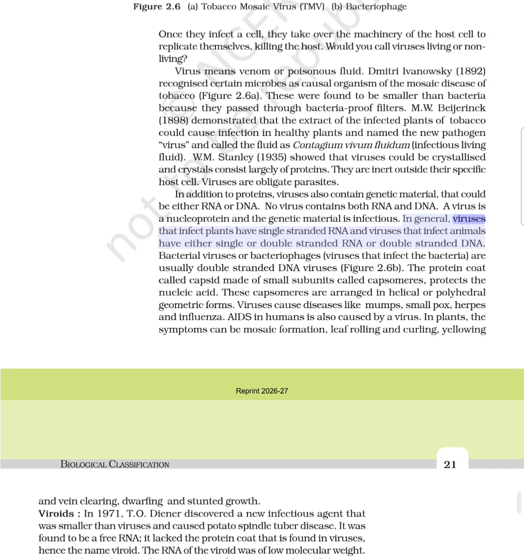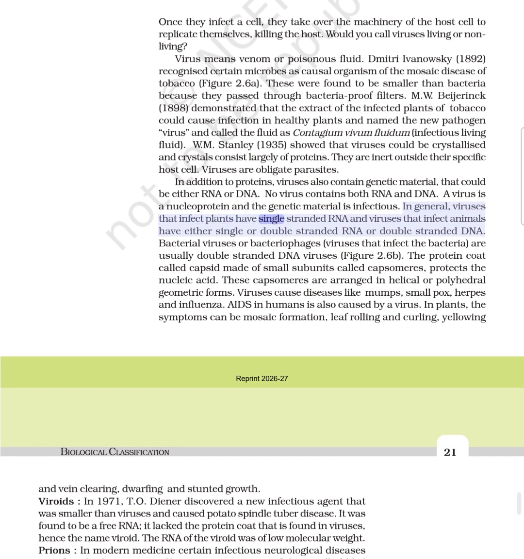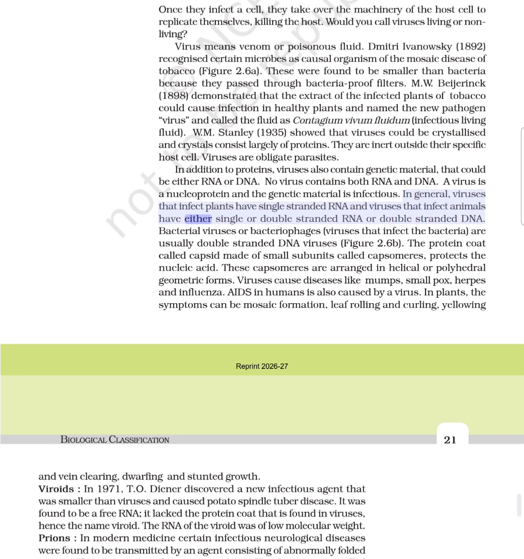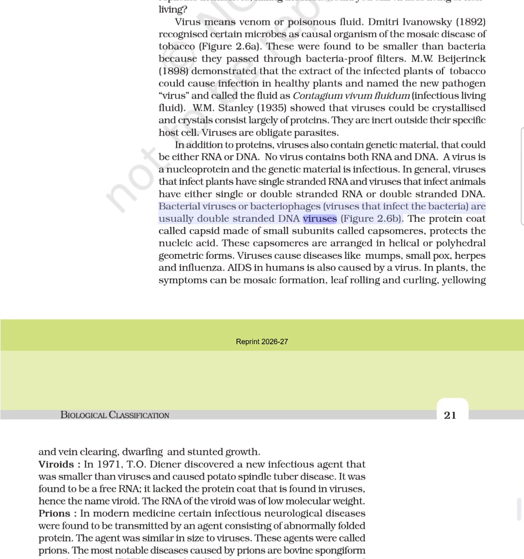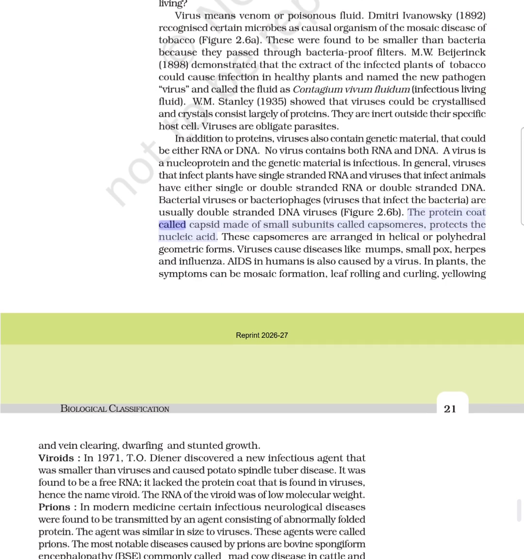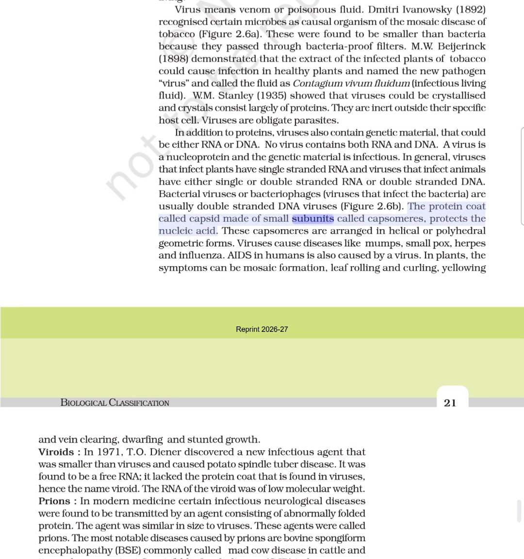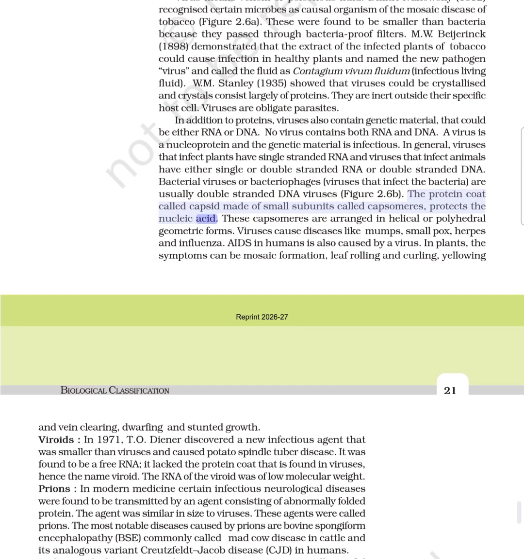In general, viruses that infect plants have single-stranded RNA, and viruses that infect animals have either single or double-stranded RNA or double-stranded DNA. Bacterial viruses or bacteriophages are usually double-stranded DNA viruses. The protein coat called capsid, made of small subunits called capsomeres, protects the nucleic acid. These capsomeres are arranged in helical or polyhedral geometric forms.